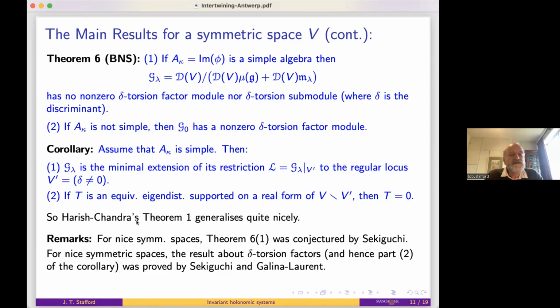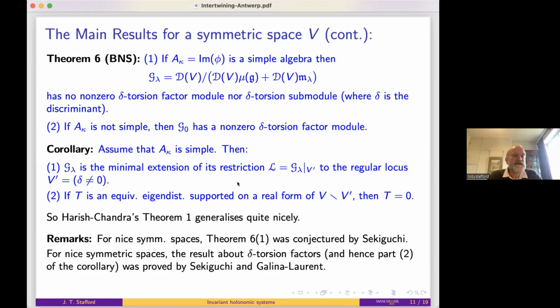And for the nice symmetric spaces, this part 1 was conjectured by Sekiguchi. And the part concerning eigendistributions was proved both by him and by Galina and Laurent. So they proved that there was no delta torsion factor module. And that in particular proves part 2 of the corollary. So I think that generalizes that theorem quite nicely.